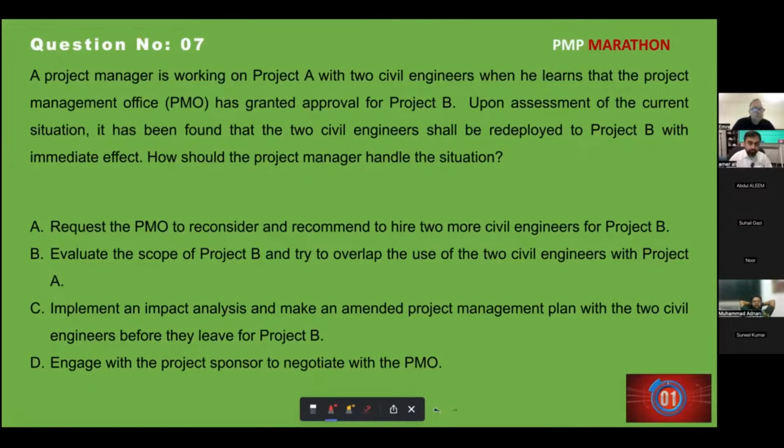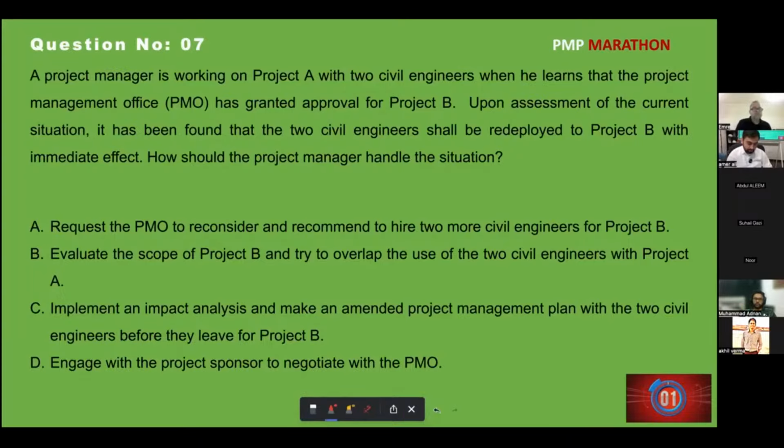A project manager is working on project A with two civil engineers. When he learns that the PMO has granted approval for project B, upon assessment of the current situation, it has been found that the two civil engineers shall be redeployed to project B with immediate effect. How should the project manager handle the situation?